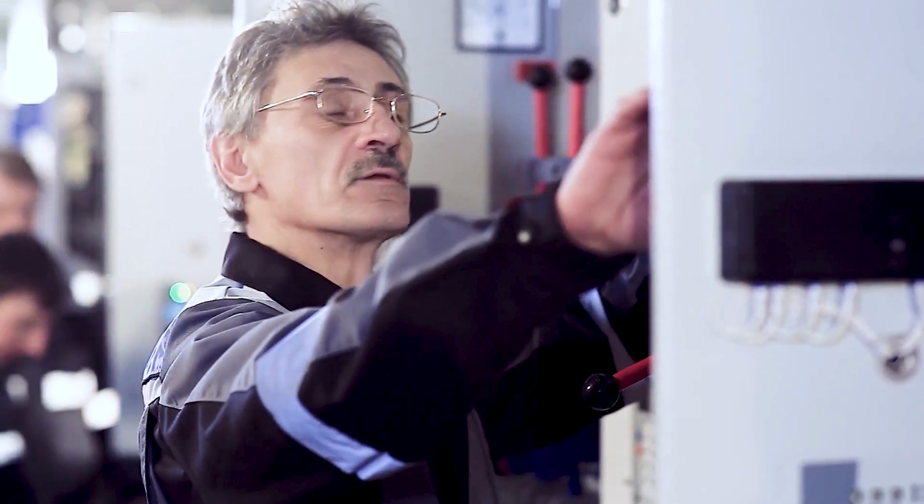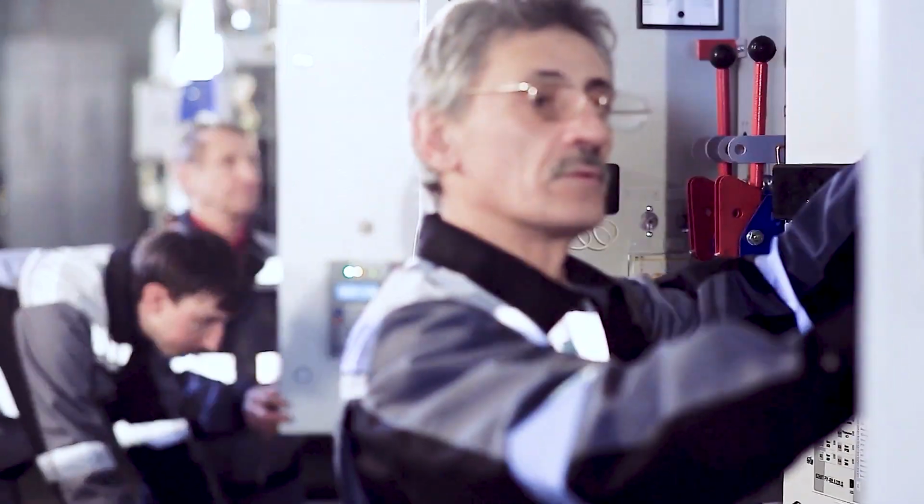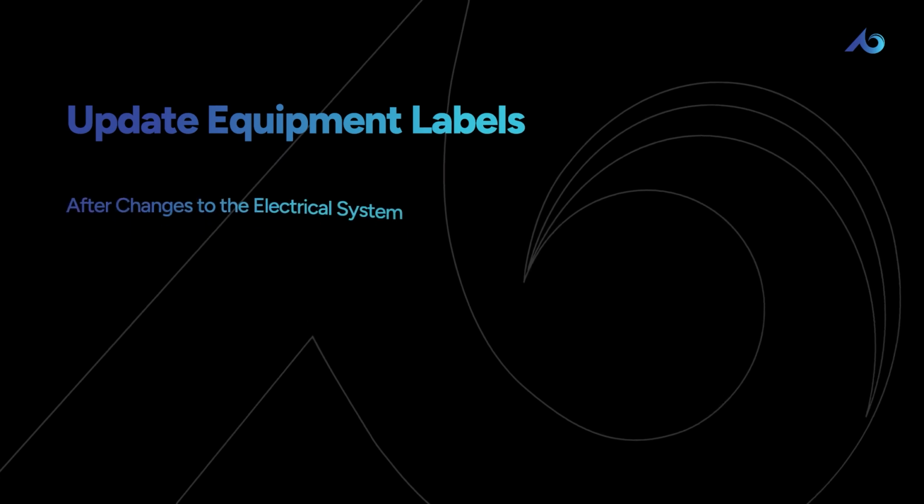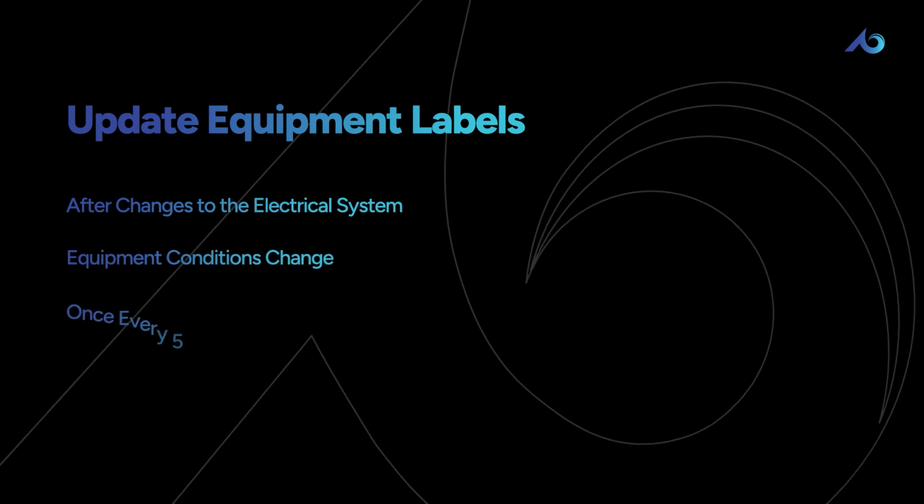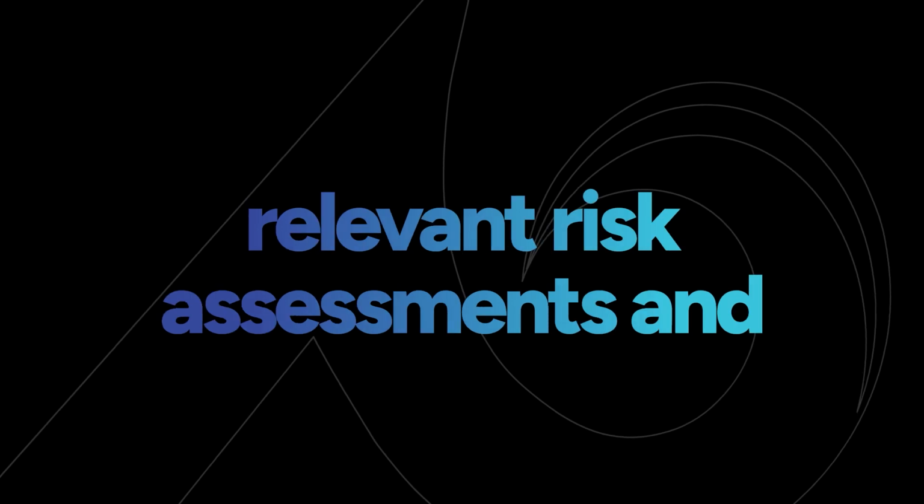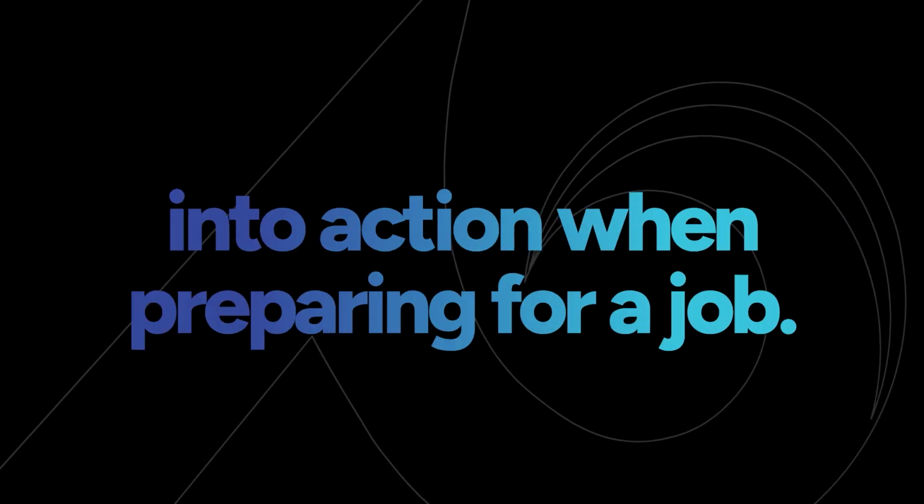Lastly, equipment labeling is the responsibility of the equipment owner, not the manufacturer, so it's important to take the time to do it right. The NFPA also requires that you update your assessments and labels anytime there are changes to the electrical system or the equipment conditions change, and at least one time every 5 years to keep things up to date. Now that we understand the relevant risk assessments and what we can learn from them, let's talk about putting their results into action when preparing for a job.